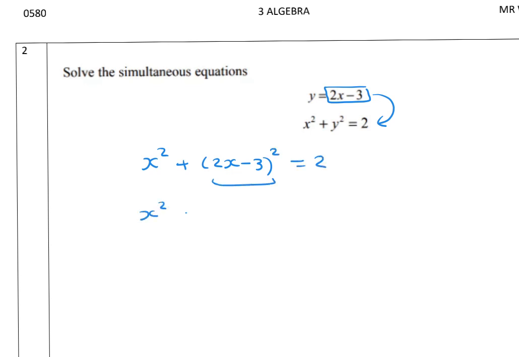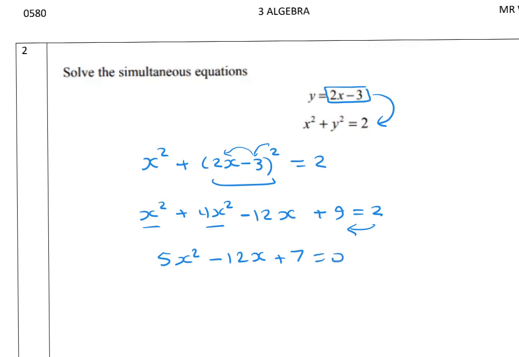So x squared; 2x times 2x, 4x squared. Negative 3 times negative 3, positive 9. 2 times negative 3 times 2x, negative 12x. Equals 2. Combine the like terms: x squared and 4x squared, so 5x squared, minus 12x. Transpose 2 to the other side by negative, so 9 minus 2 equals 7, plus 7 equals 0.